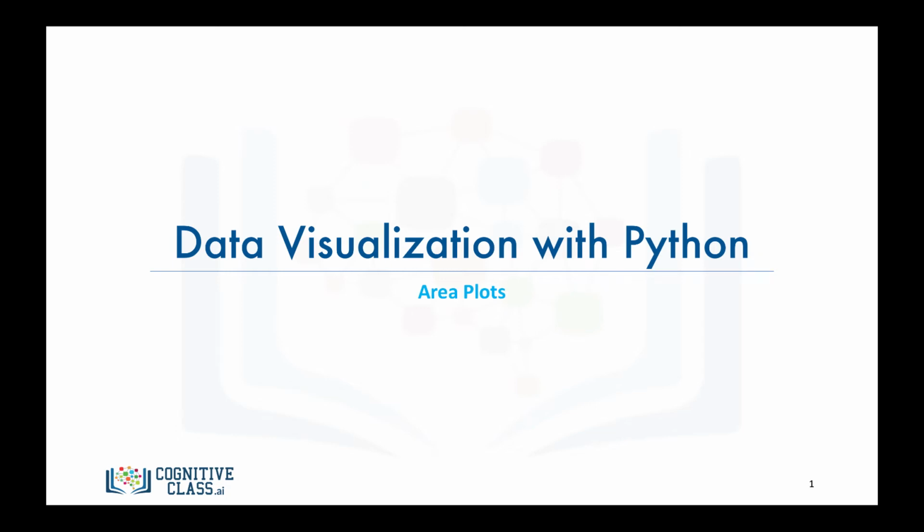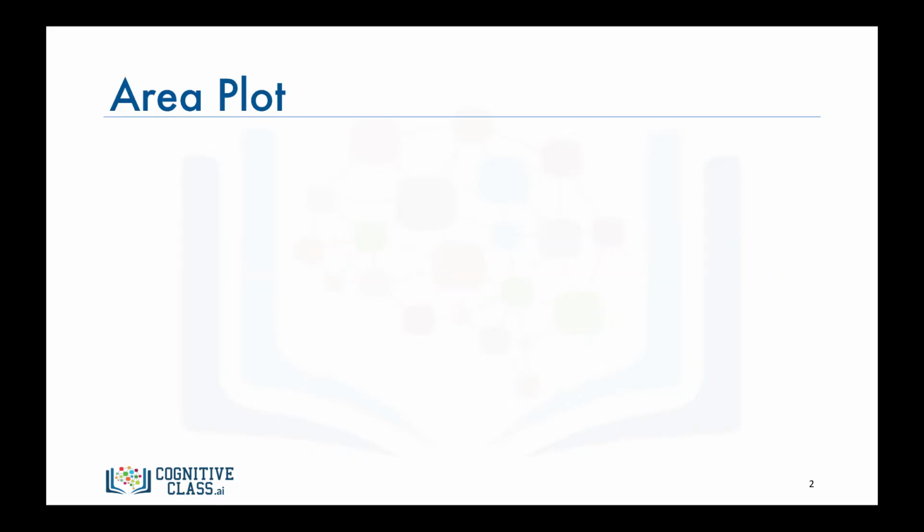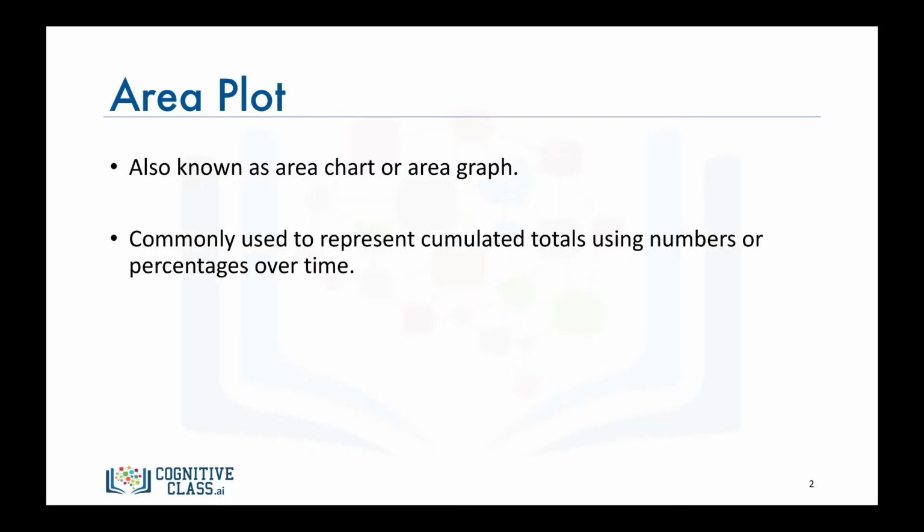In this video, we will learn about another visualization tool, the area plot, which is actually an extension of the line plot that we learned about in an earlier video. So what is an area plot? An area plot, also known as an area chart or graph, is a type of plot that depicts cumulative totals using numbers or percentages over time. It is based on the line plot and is commonly used when trying to compare two or more quantities.